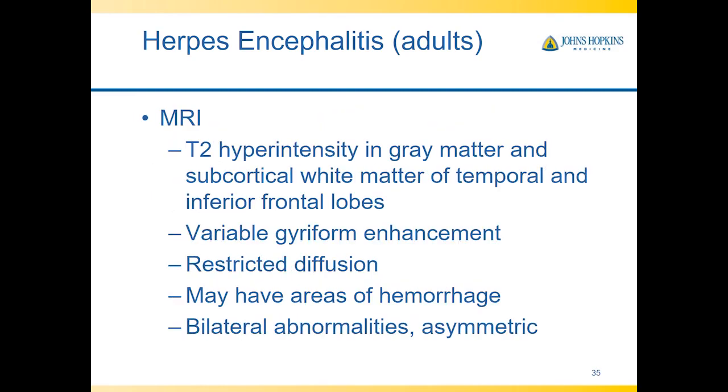MRI findings are characteristic. There is T2 and FLAIR hyperintensity involving the gray matter and subcortical white matter, typically in the temporal and inferior frontal lobes in the periinsular region. There is often bilateral involvement, though it can be asymmetric. There is variable gyriform enhancement with restricted diffusion, and there can be hemorrhagic change.